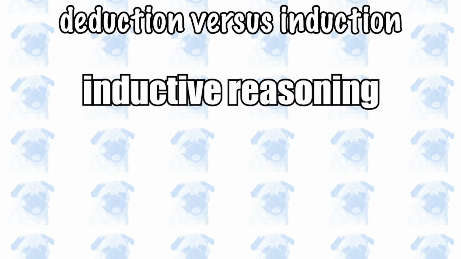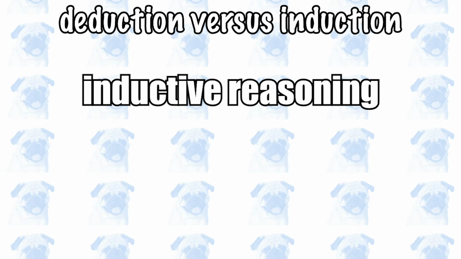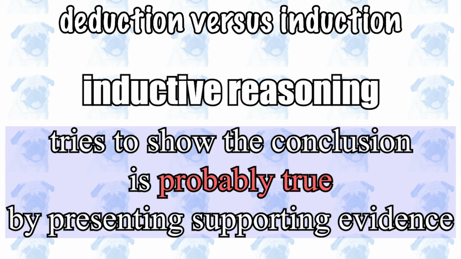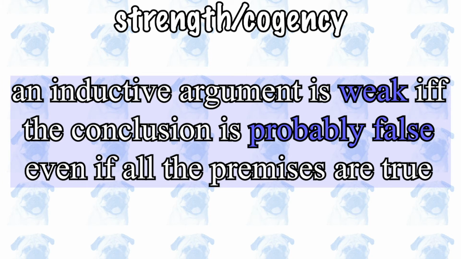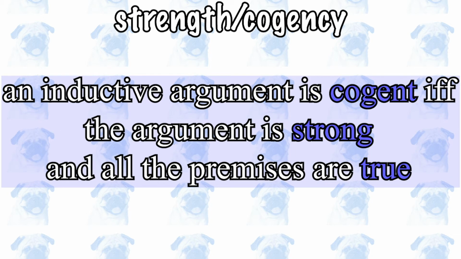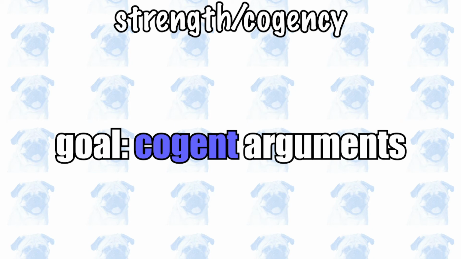This is what inductive arguments try to accomplish. In contrast to a deductive argument, an inductive argument cannot guarantee the truth of the conclusion. Instead, it attempts to show the conclusion is probable by presenting as much evidence as possible. An inductive argument is said to be strong if the conclusion is probably true, assuming that all the premises are true, and weak if the conclusion is probably false, even if we assume that all the premises are true. An inductive argument is said to be cogent if it is strong and also if the premises are all true, and uncogent otherwise. Therefore, on the criterion of strength, cogency, we should aim for cogent arguments.